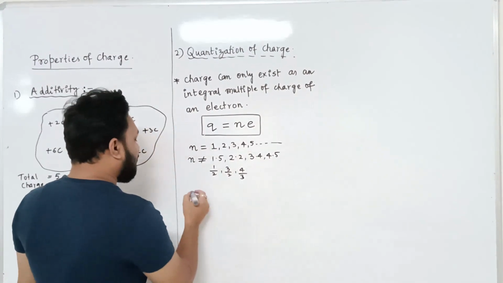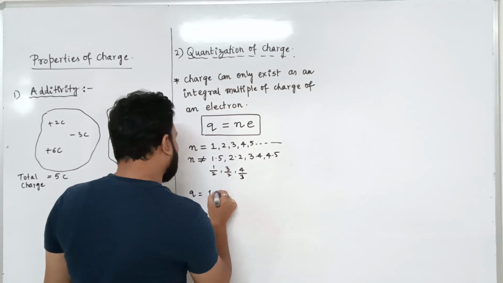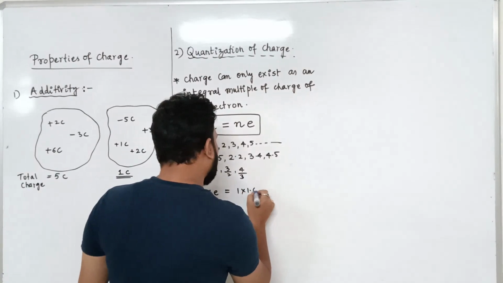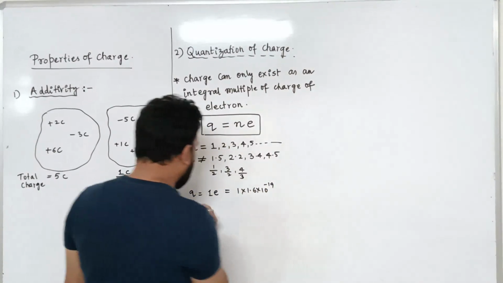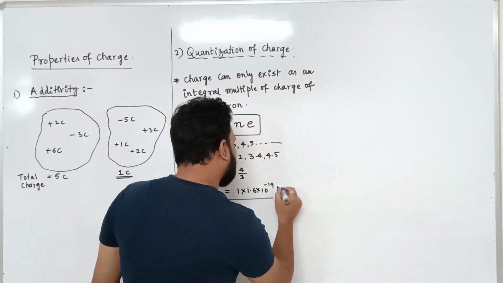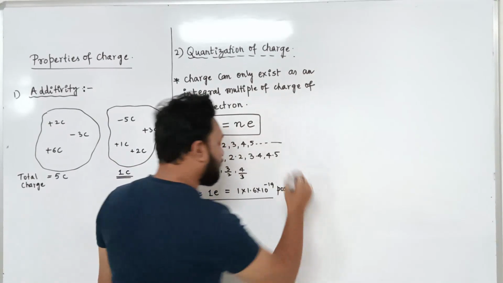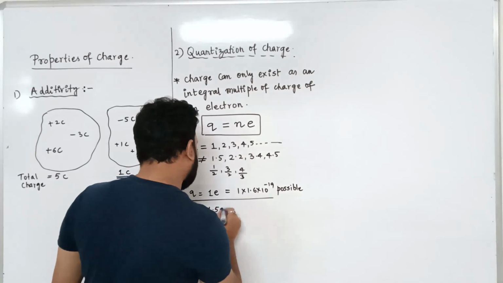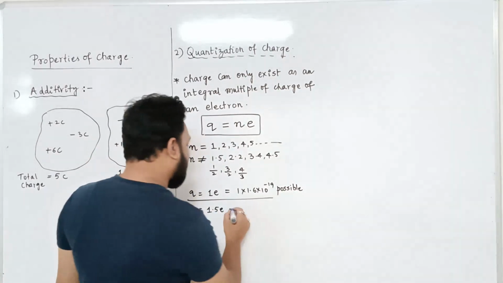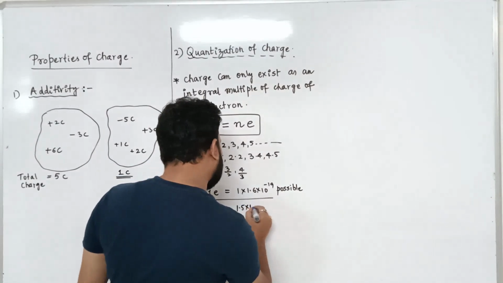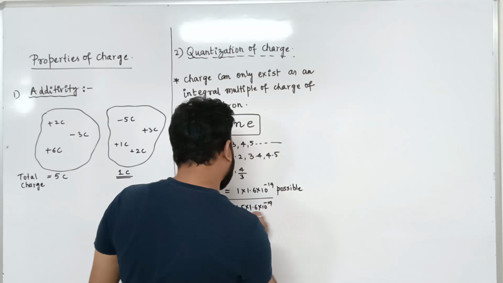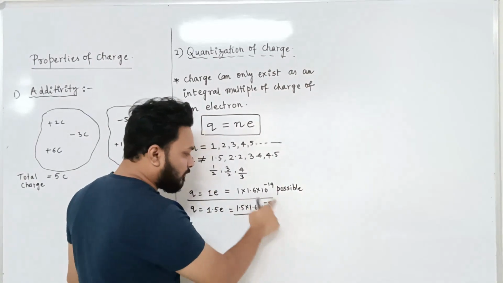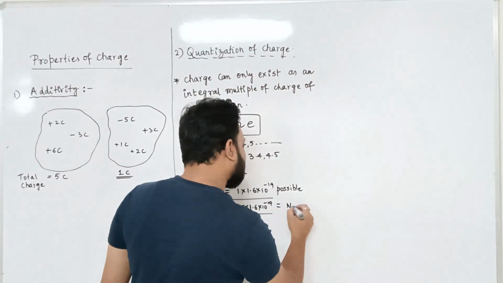Suppose, let's say, Q equal to 1 electron. Understood? So what is the electron charge? 1 into 1.6 into 10 to the power minus 19. This charge will be a possible charge. It exists in nature. Suppose I say Q equal to 1.5 electrons. Understood? Let's say 1.5 into 1.6 into 10 to the power minus 19. See, 1.5 electrons will not exist. Whatever answer we get from these values, it is not possible.